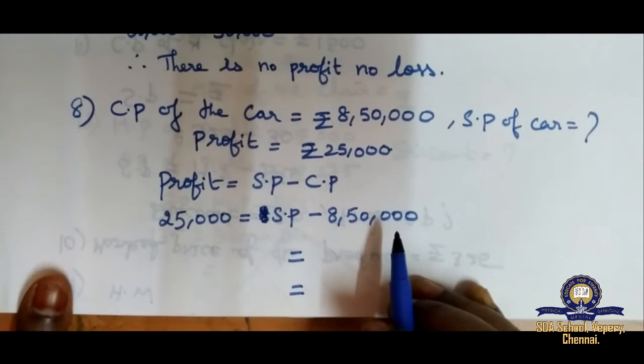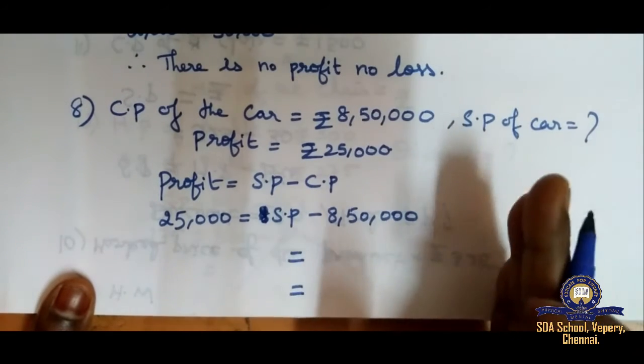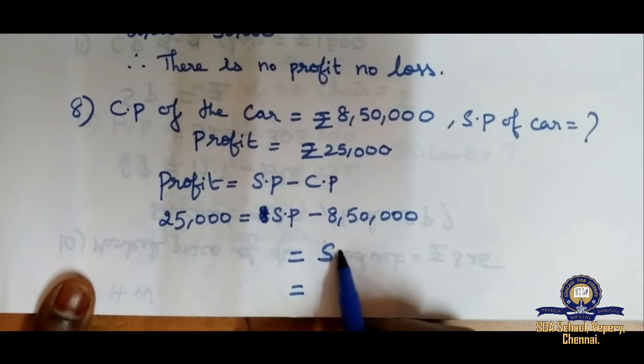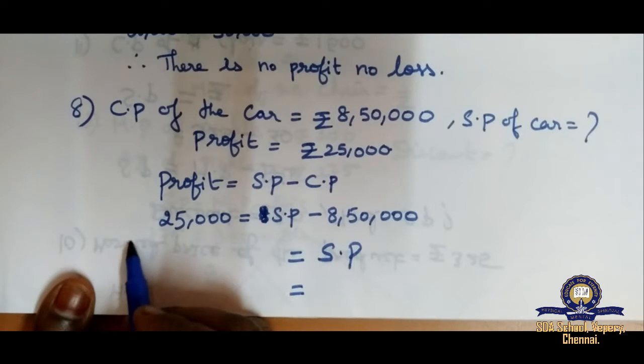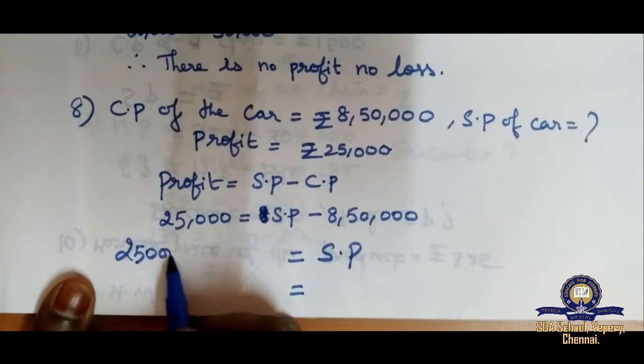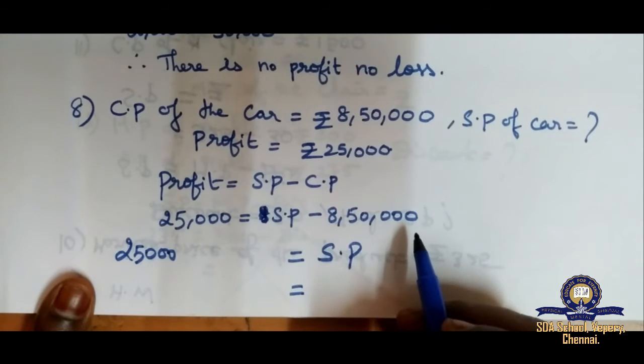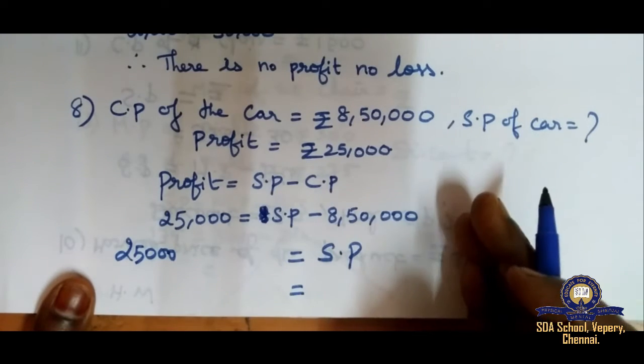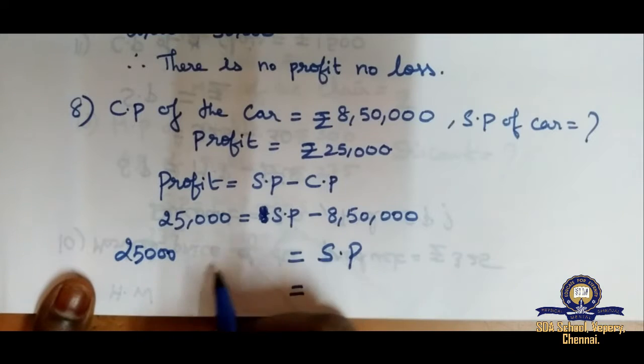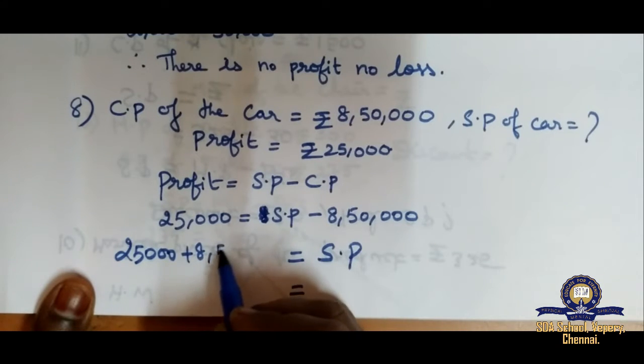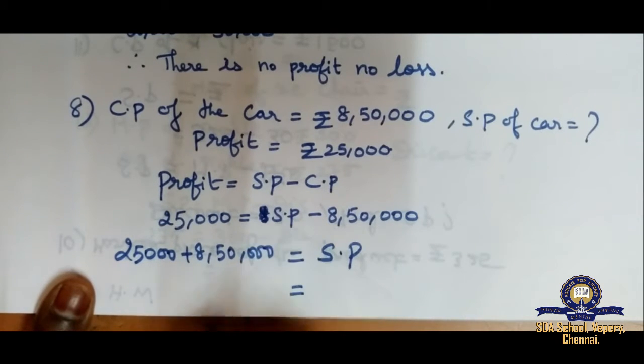Now how do we proceed? On my right hand side SP is there, so I am writing SP as it is. On my left hand side I have 25,000. This minus 8,50,000, if I take it from the right hand side to the left hand side, minus becomes plus. So we get 25,000 plus 8,50,000. If you add, what will you get?